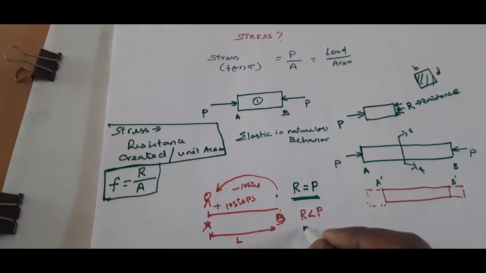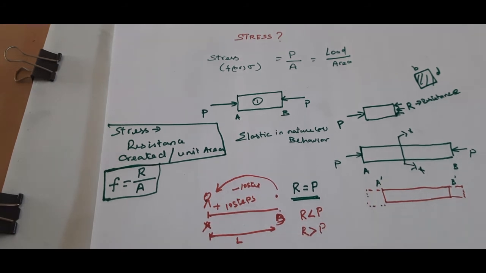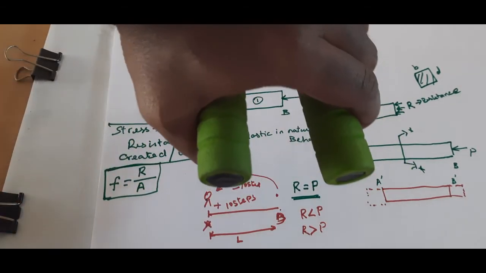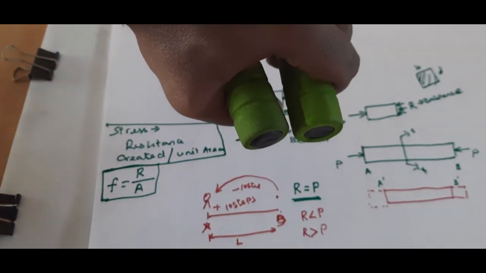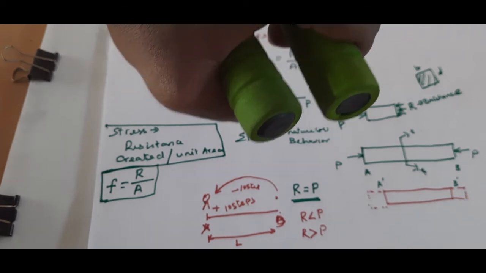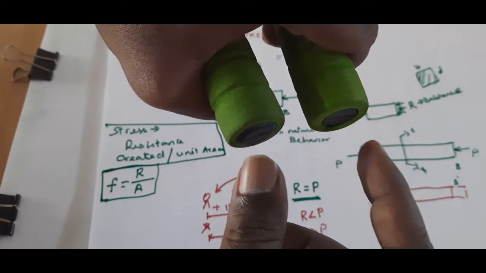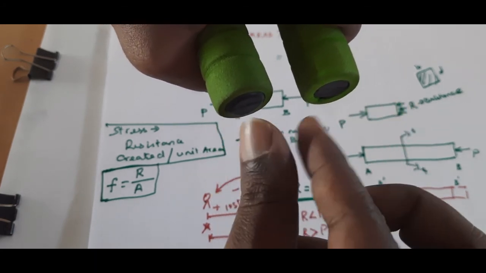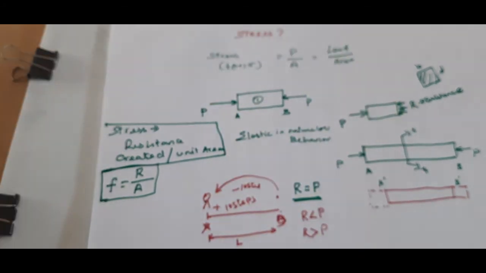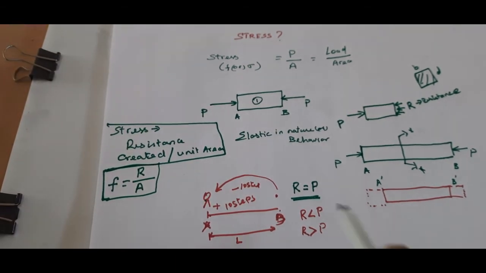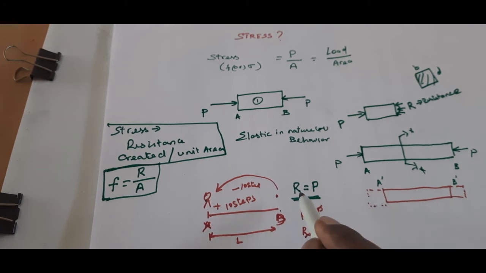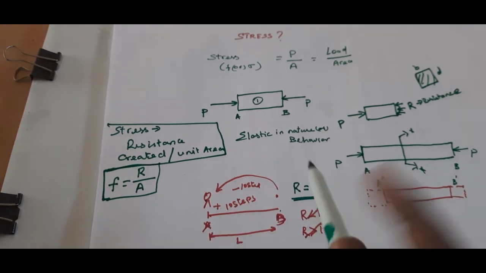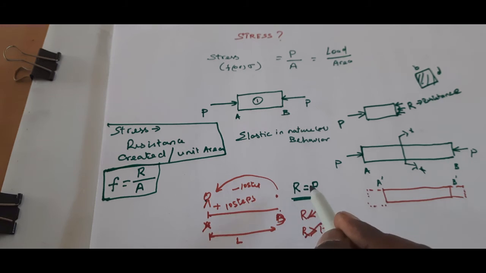And if the resistance created is greater than P, and I press this, then when I release the load, it won't come back to its original position either. Instead, it would go on without any applied load to some extent, so that is also not applicable. So R is not less than P, and R is not greater than P. R is equal to P. Hence, it is perfectly elastic in nature.